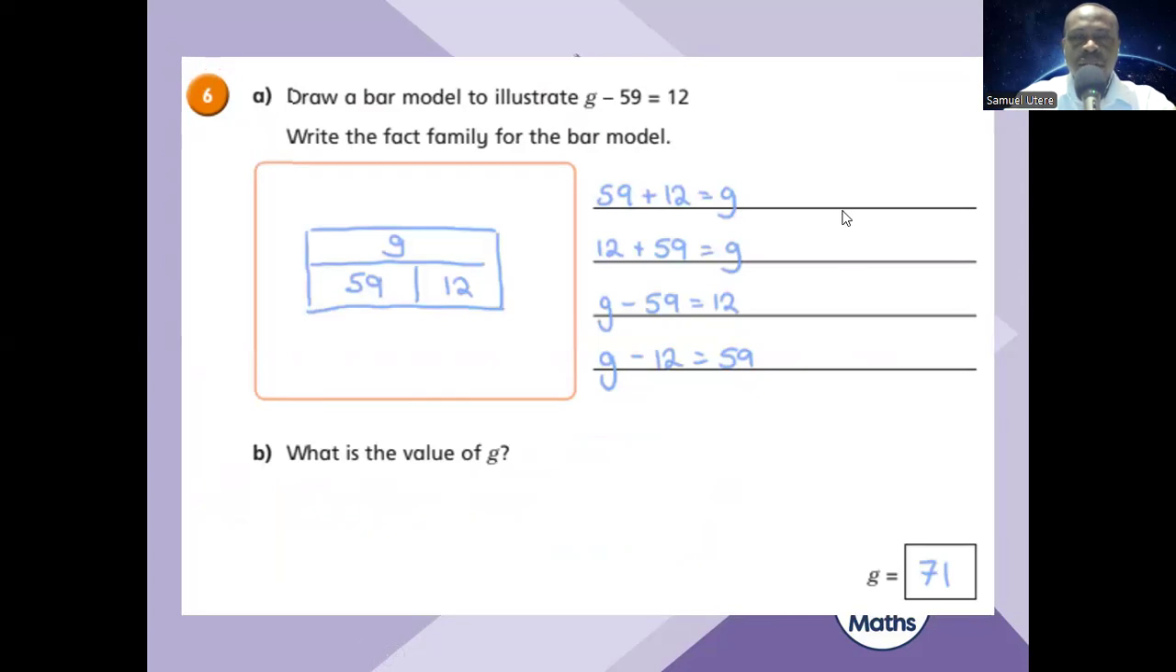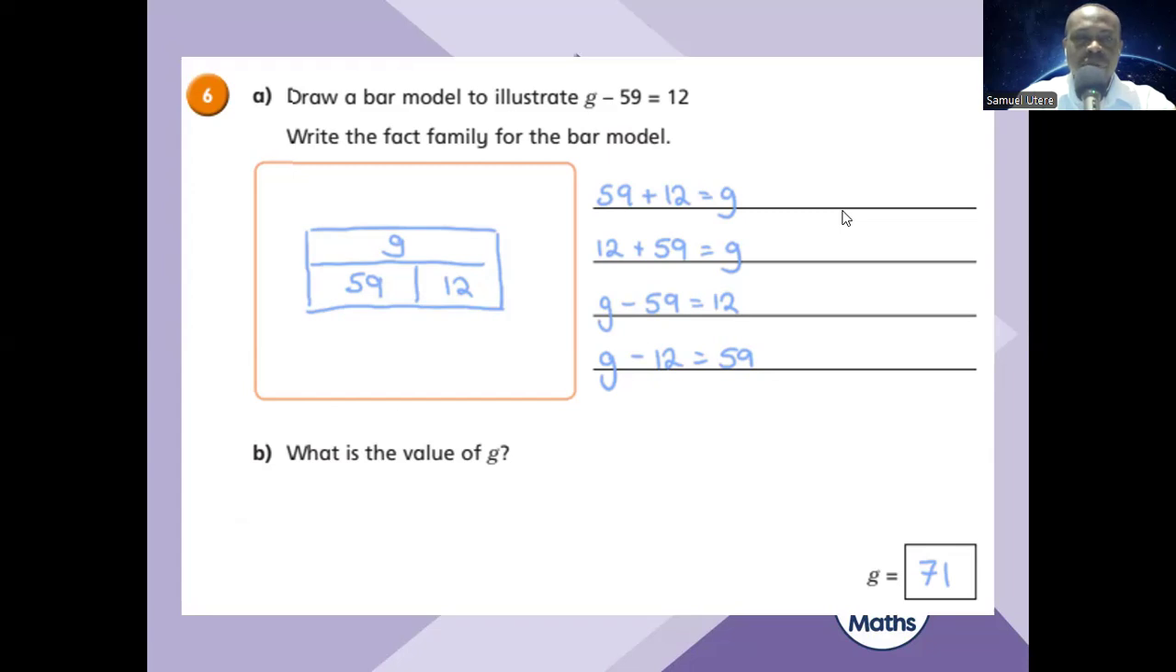And then here is the answer to question 6. Question 6 asks, draw a bar model to illustrate g minus 59 is equal to 12. By now, you should know g should be the big bar, right? Okay, and 59 and 12 should be the other separate bars.